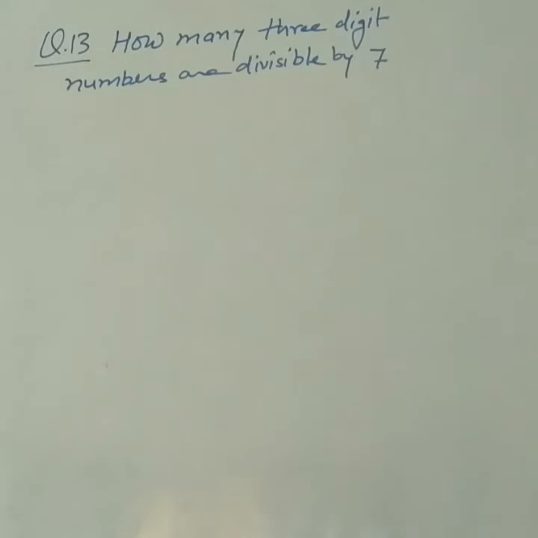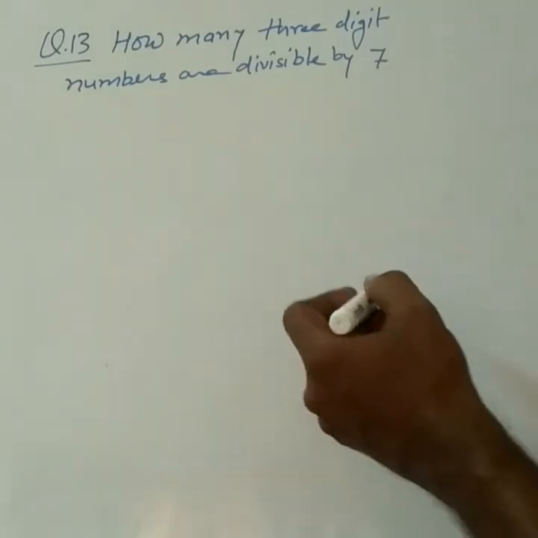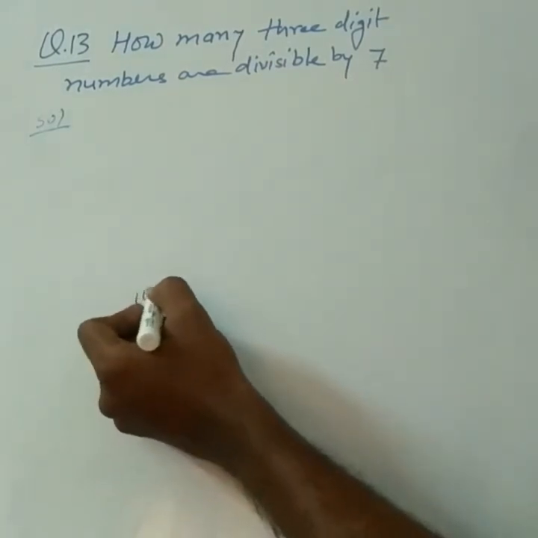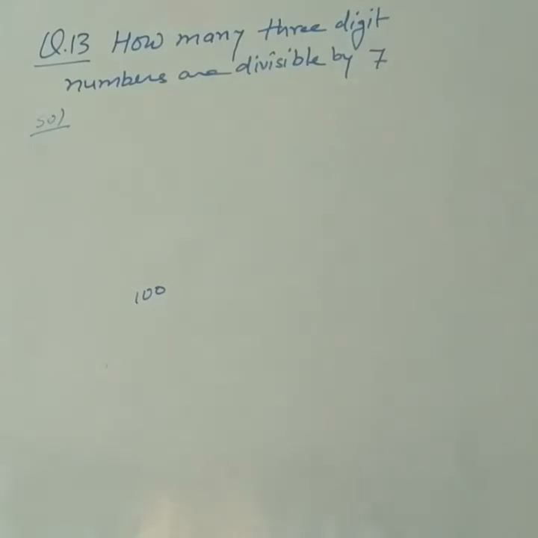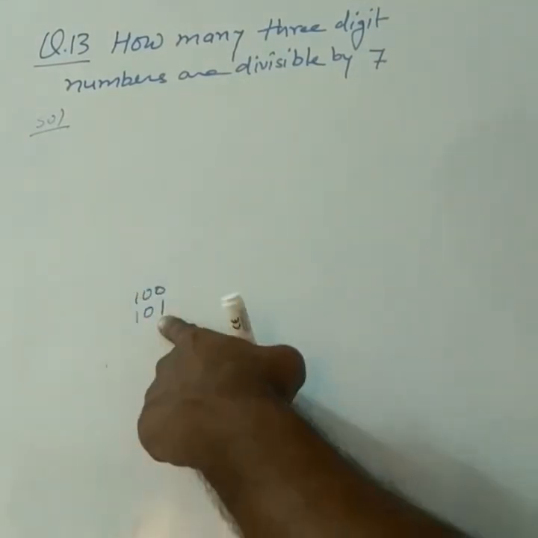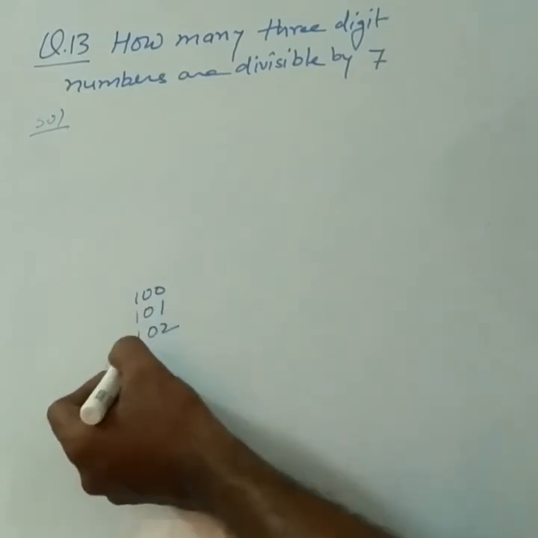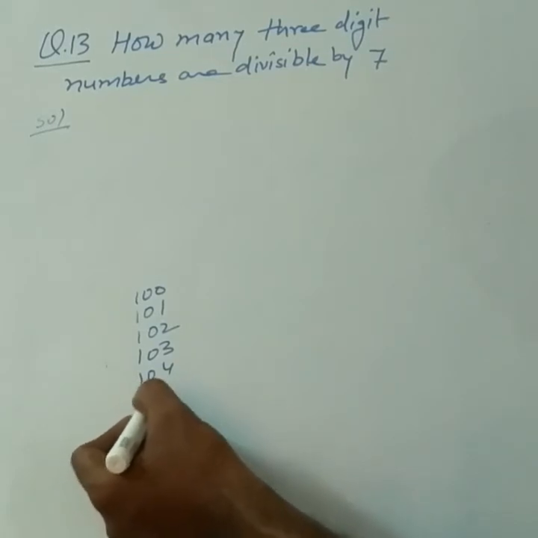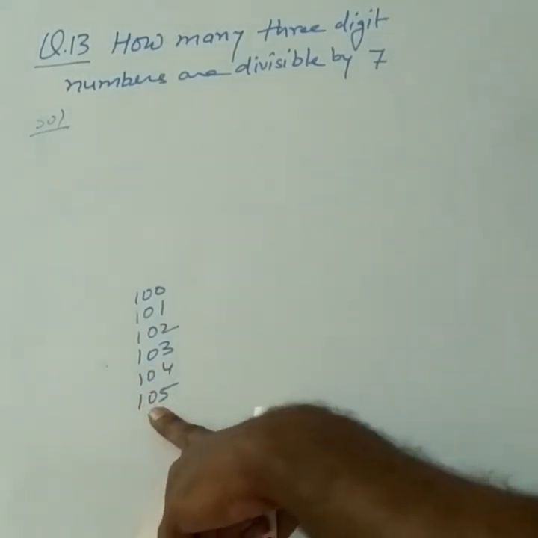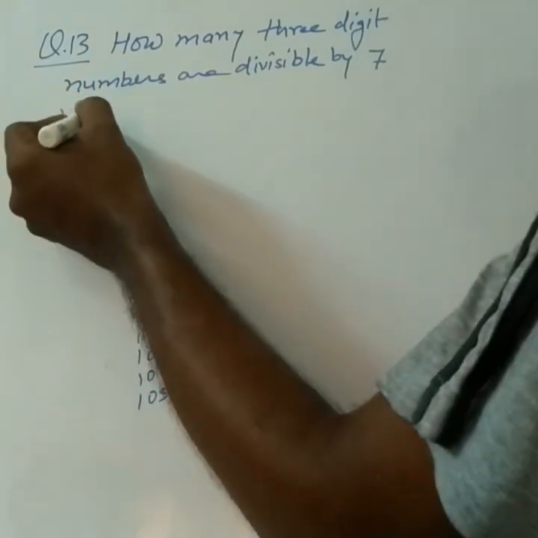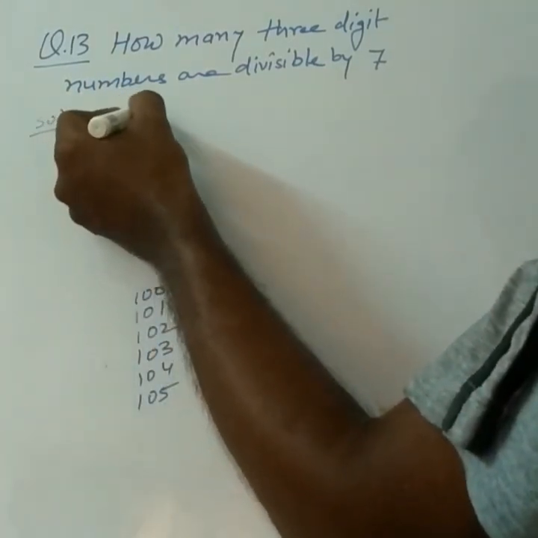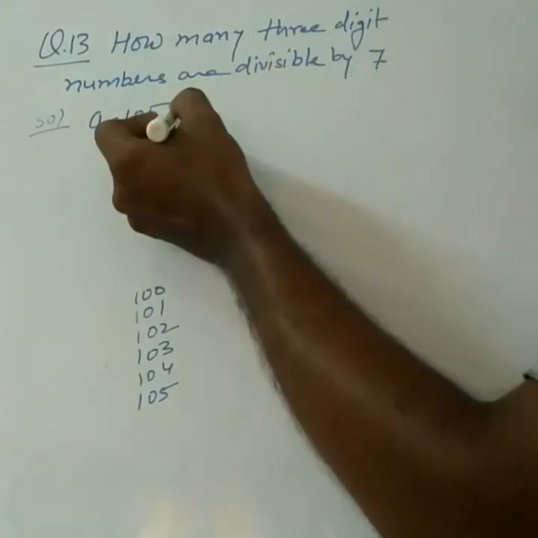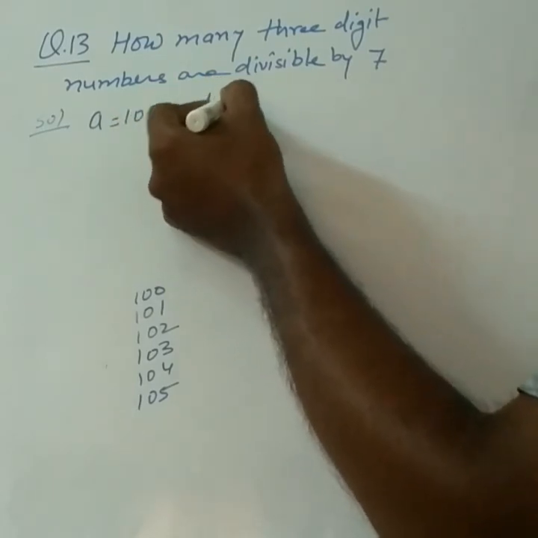Here we have to find out how many 3-digit numbers are divisible by 7. Smallest 3-digit number is 100. It is not divisible by 7. Next is 101, which is also not divisible by 7. 102 is also not. 103 is also not. 104 is not. 105, when we divide this by 7, it is completely divisible. So the first term is 105. Since it is divisible by 7, every time we will have a difference of 7. So D equal to 7.